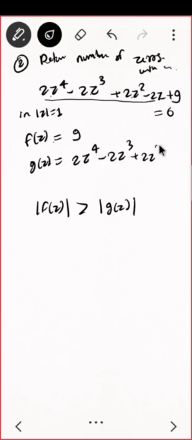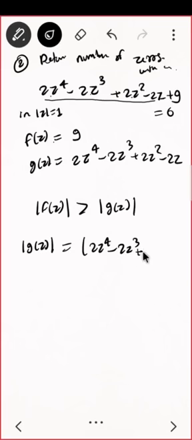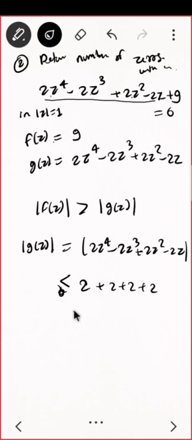Is that okay? Do you see that? What did I do? Do you see it is satisfying? Because if you take mod g of z, what is mod g of z? That is mod of 2z raised to 4 minus 2z cube plus 2z square minus 2z. And if you apply this, you will be getting 2 plus 2 plus 2 plus 2, which is same as 8, which is less than 9. And what is 9? It is mod of f of z. So you are having mod g of z less than mod f of z.